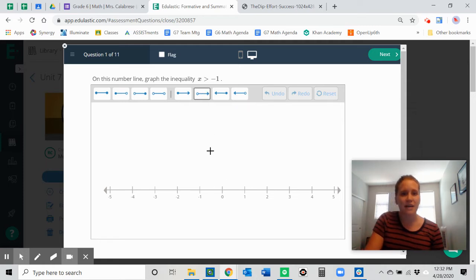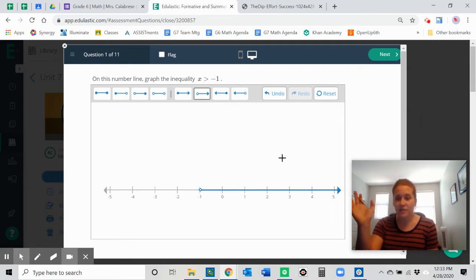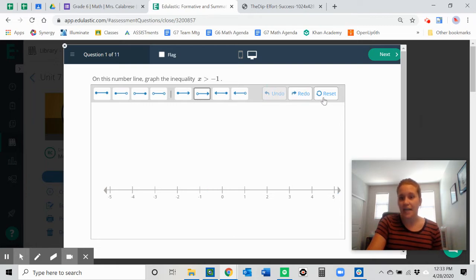Then all I need to do to graph is click with my mouse where I want it to start. So I want it to start at -1. So I'm going to go over to -1 and click here, and it graphs my number line for me. That is all I need to do. If you make a mistake, you can click undo to get rid of it, or reset will give you a blank one. So again, I just want this graph, it's selected on -1. Cool. Go ahead and pause the video here and do that on your own.